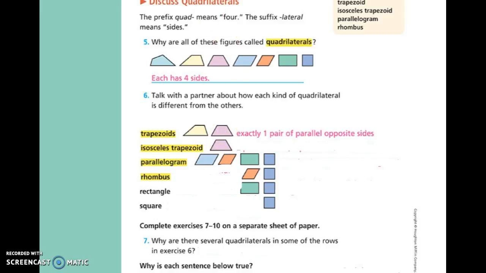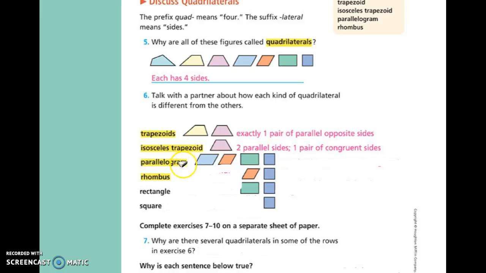Now, an isosceles trapezoid has two parallel sides and one pair of congruent sides. So remember, they have two parallel sides, so this is parallel to this line, okay? And one pair of congruent sides. Congruent means exactly the same length. So this line and this line are congruent to each other. They're exactly the same length. So that makes it an isosceles trapezoid. All right.